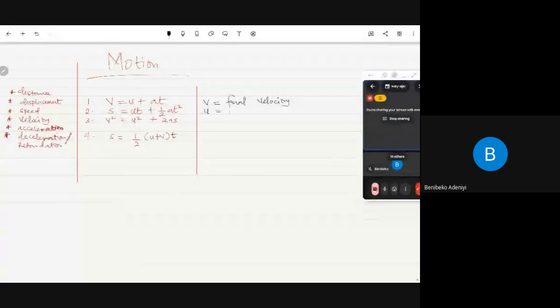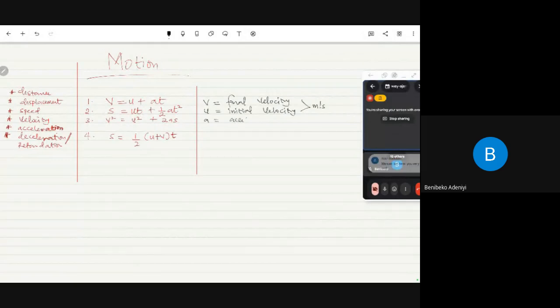U is initial velocity. And you know velocity is what? Meters per second. A is acceleration. And the unit is meters per second squared. So anytime you see meters per second squared, you already know the calculation.